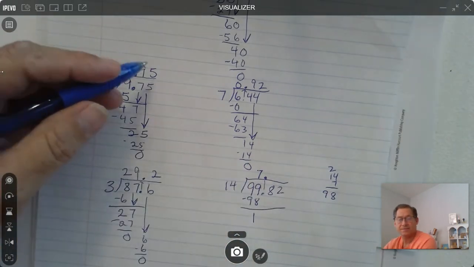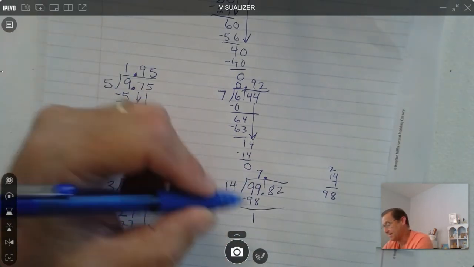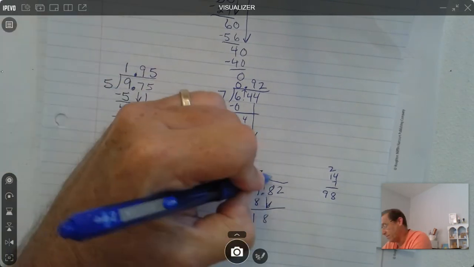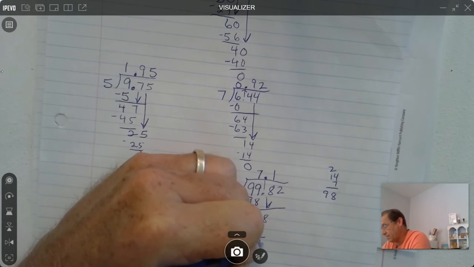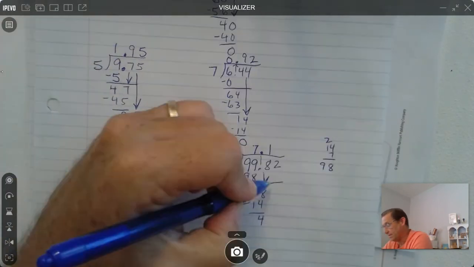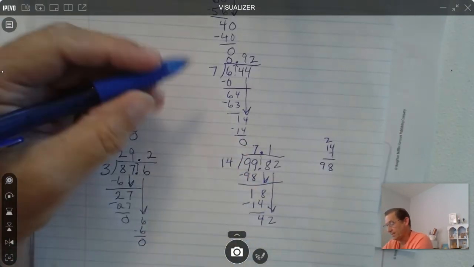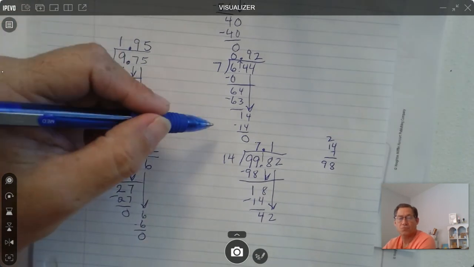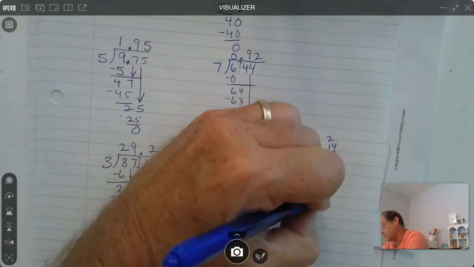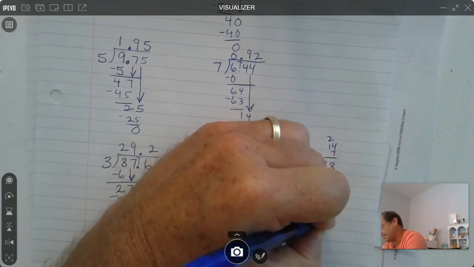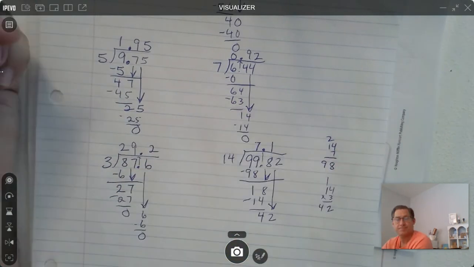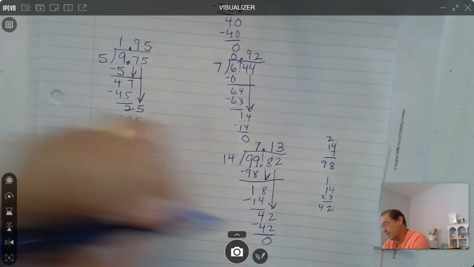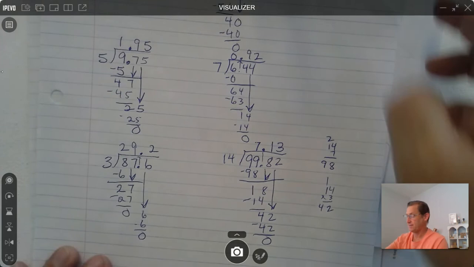So 99 minus 98 is 1. Bring down the 8/10. Well, we can take 1 14 from that, with a remainder of 4. Bring down the 2. I know 3 times 4 is 12, so I think this is going to be 14 times 3. Yep. Okay, so 7 and 13 hundredths.